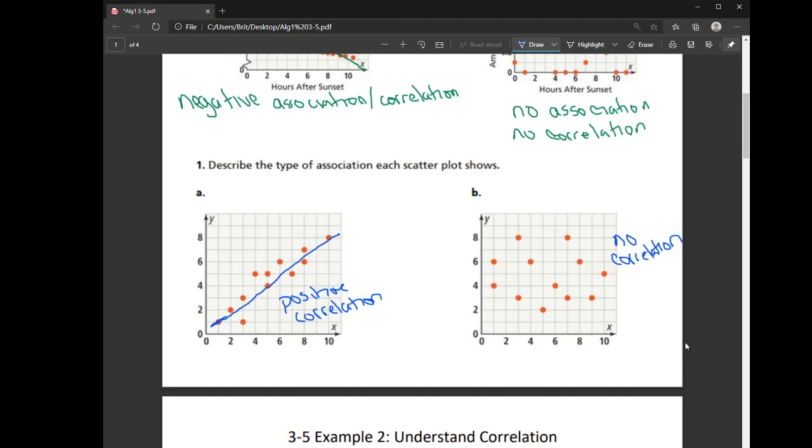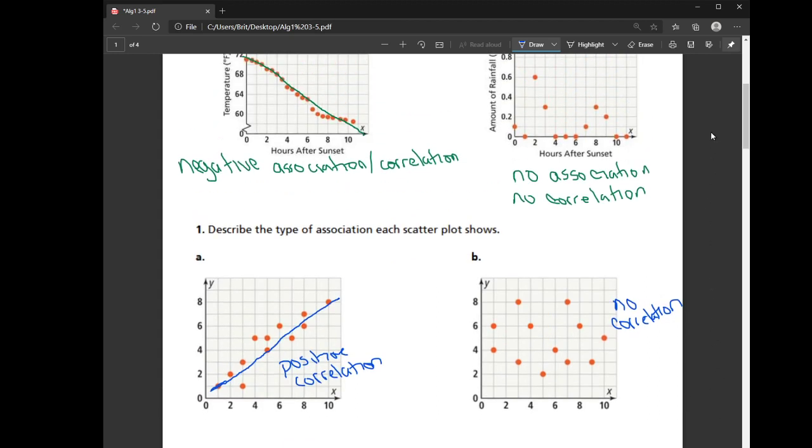Okay, so that's how we start to look at associations between lines.